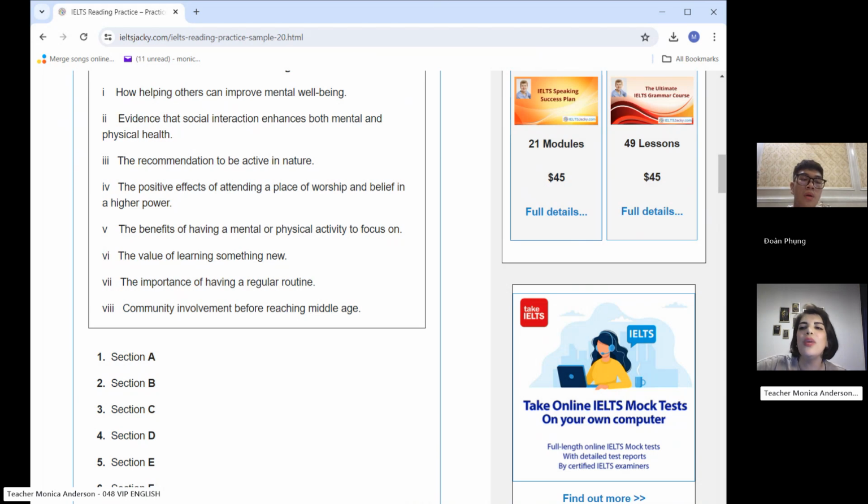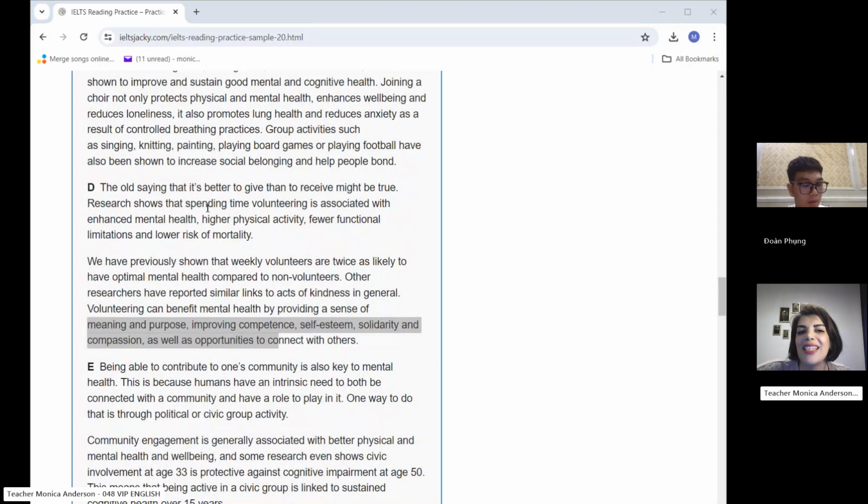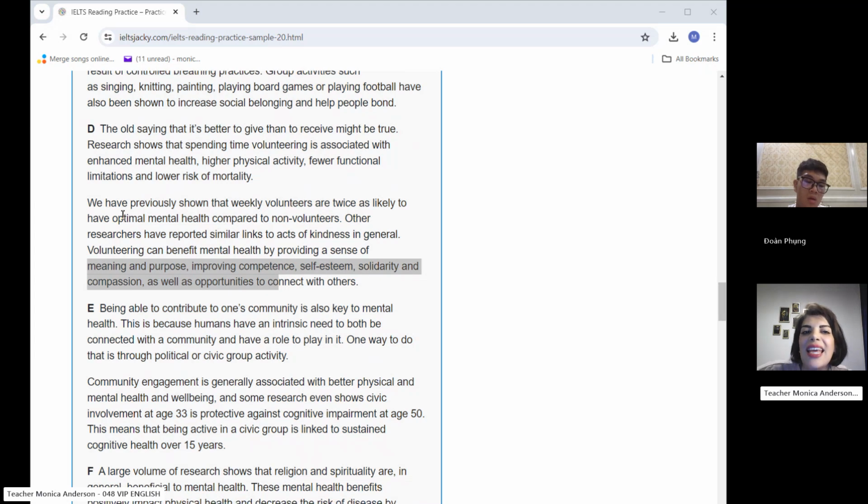Volunteering means helping people without getting money. How helping others can improve mental well-being. That's it, of course. And now you can check it again. Let me show you. Research shows that spending time volunteering is associated with enhanced mental health, higher physical activity, fewer functional limitations, and lower risk of mortality. We have previously shown that weekly volunteers are twice as likely to have optimal mental health compared to non-volunteers. And other researchers have reported similar links to acts of kindness in general, helping people and benefits mental health by providing a sense of meaning and purpose, improving competence, self-esteem.